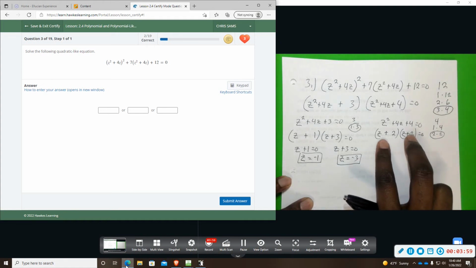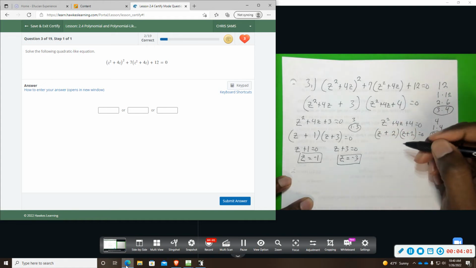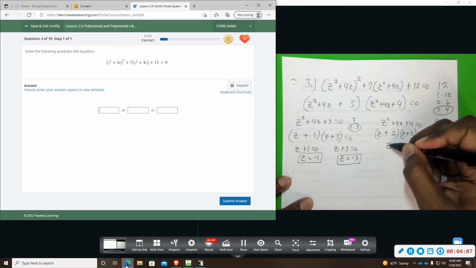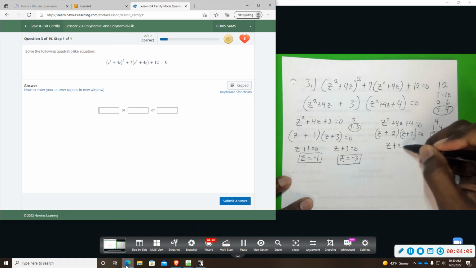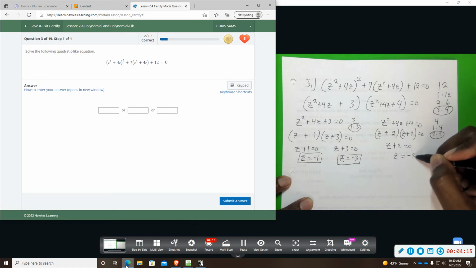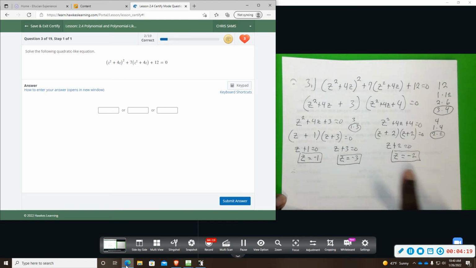This is the same thing. We can look at it as z plus 2 squared, or each separate, but I'm only going to do it once. z plus 2 equals 0, because it's going to be the same. Subtract 2, and we get z equals negative 2. So that's why we have 3 different answers: negative 1, negative 2, and negative 3.